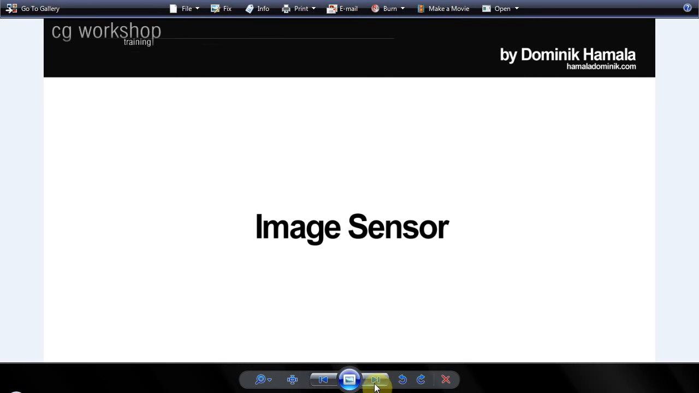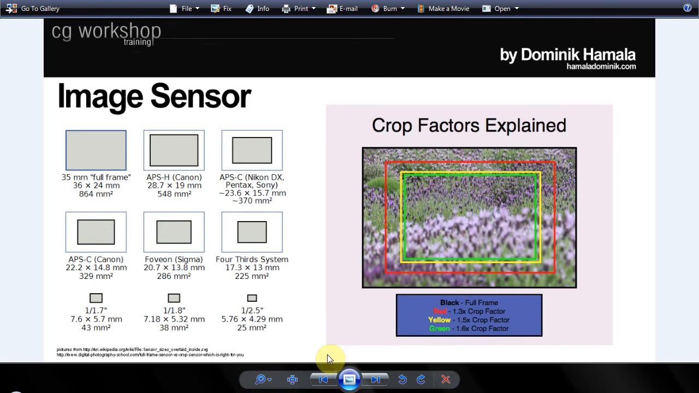Image sensor. The key difference between traditional film cameras and digital cameras is in the way they capture the image.